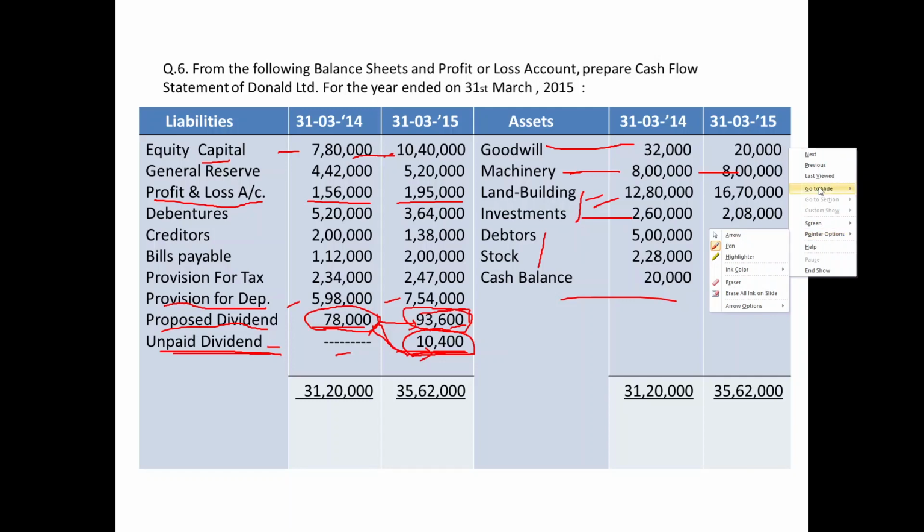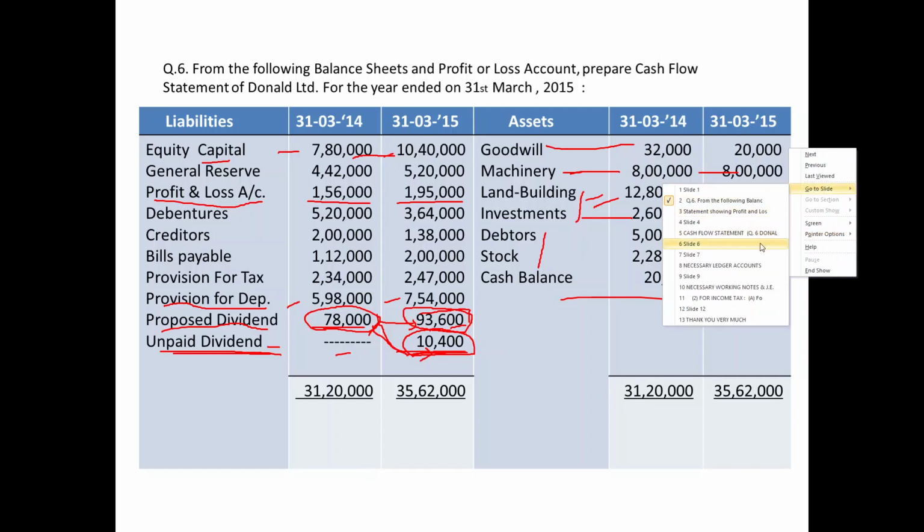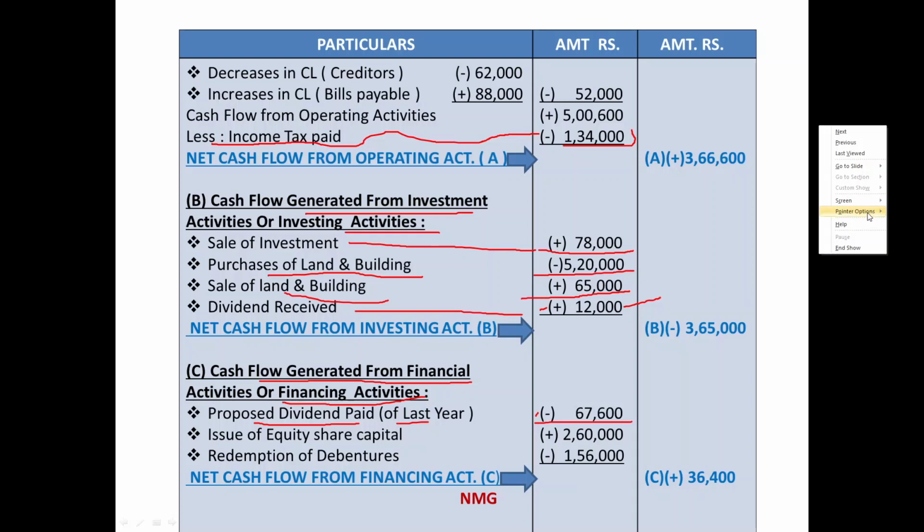Under financing activities, let us report it. Have a look. Cash flow generated from financial activities, issue of equity share capital plus 2,60,000.